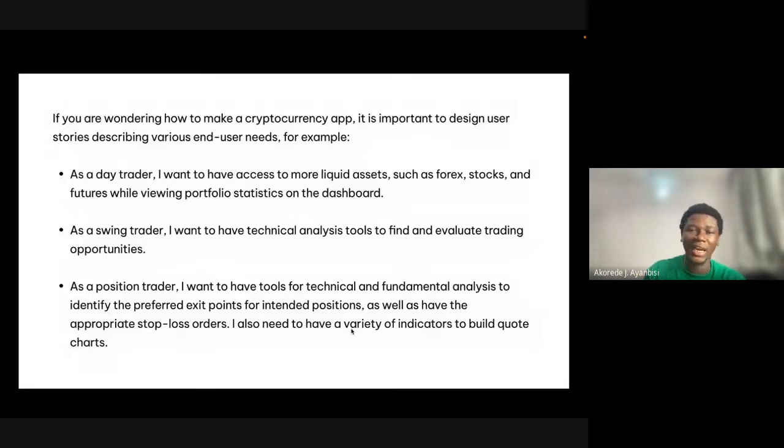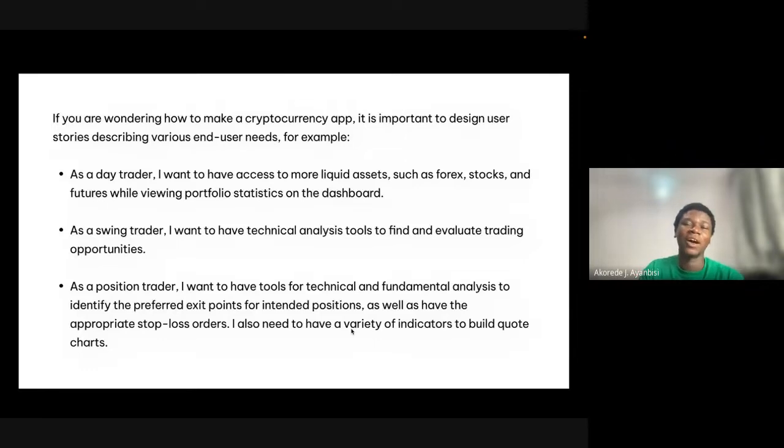So as a trader, I want to have access to more liquid assets, such as forex, stock, futures, with portfolio statistics on the dashboard. As a swing trader, I want to have technical analysis to find and evaluate trading opportunities. As a position trader, I want to have tools for technical and fundamental analysis to identify the preferred exit point for an intended position, as well as have the appropriate stop loss order. I also need to have a variety of indicators to build quote charts.